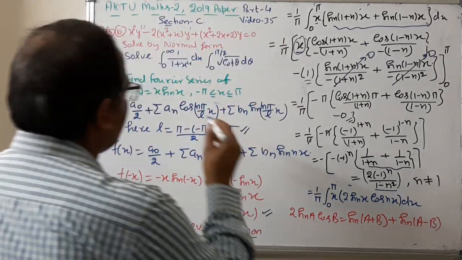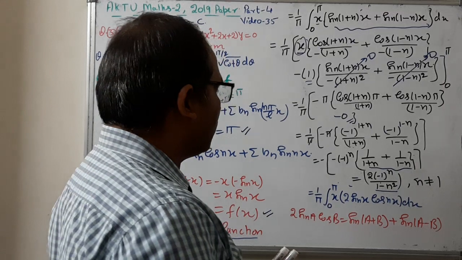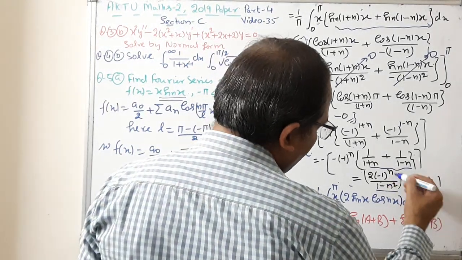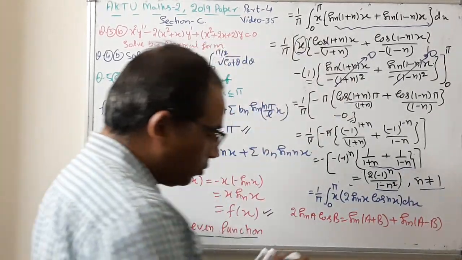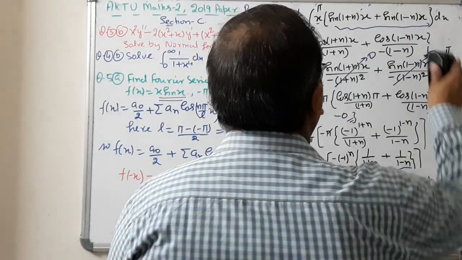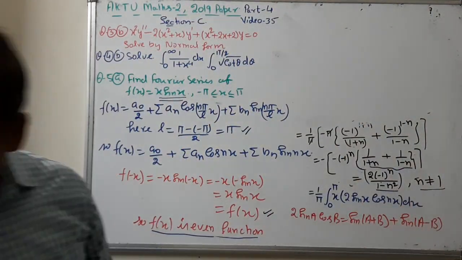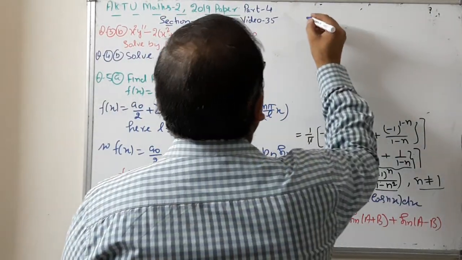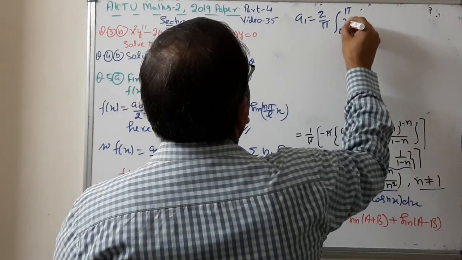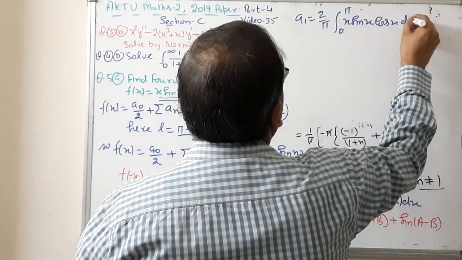Always remember this: if there is a sine or cosine function here, in that case we have to find some value separately, because if you put n equal to 1 here, the value is infinite. So we have to find the value of this coefficient for n equal to 1 separately, right? Find the value for n equal to 1 separately, that means a1. And what is the value of a1? We write this: a1 is equal to 2 upon pi, integral from 0 to pi of x sin x, putting n equal to 1, times cos x, dx.